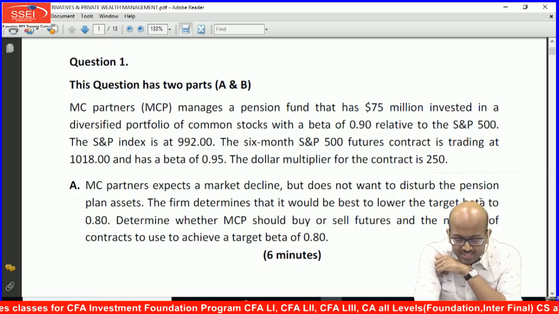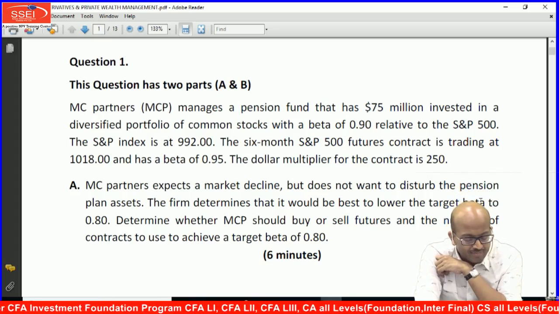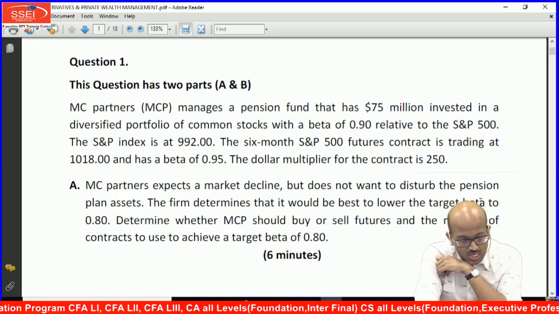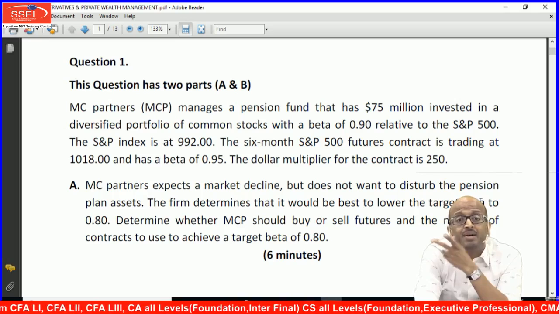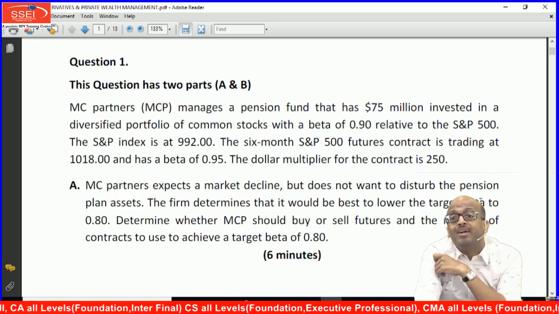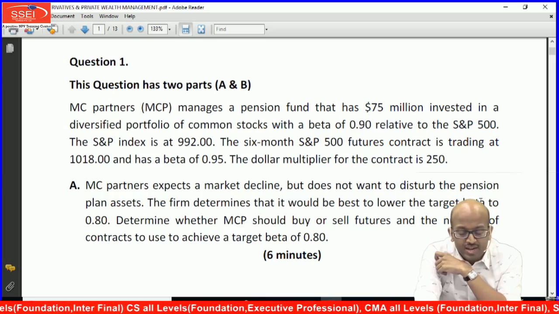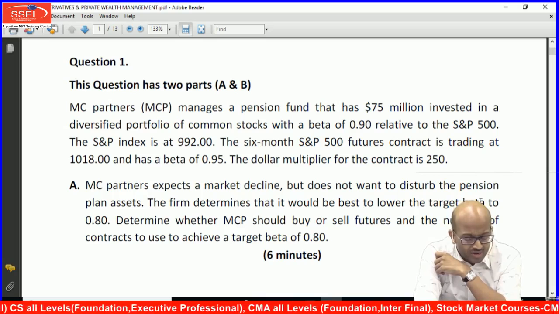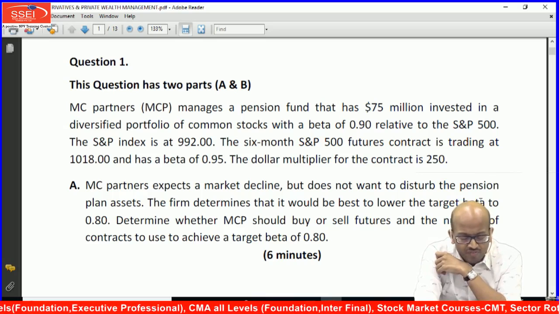The firm determines that it would be best to lower the target beta to 0.8. So the target beta is 0.8, it's not 0. So how much do they want to cut? 0.1. So 0.1 into what? 75 million, 7.5 million divided by 1018 into 250 into 0.95.